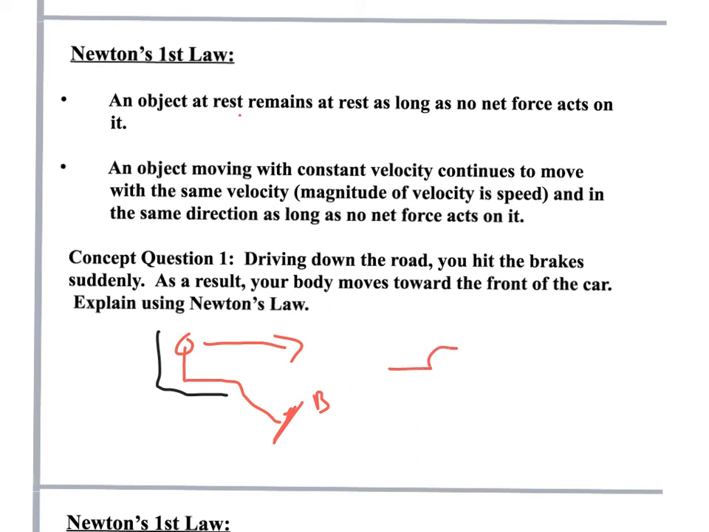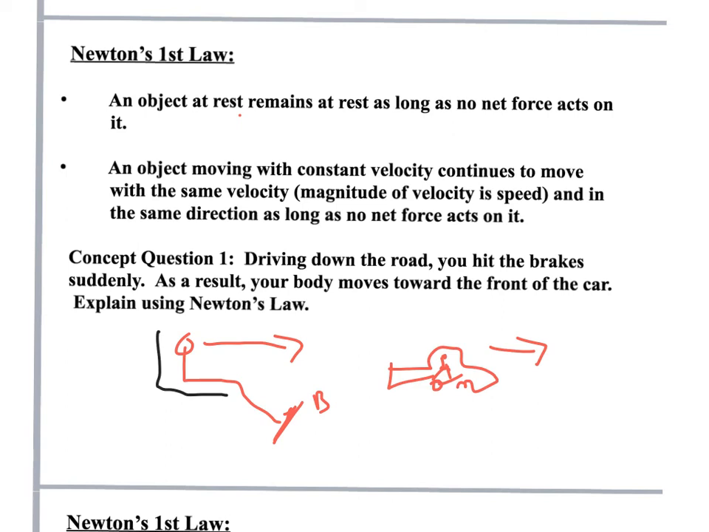your car is moving in this direction, and you're sitting in it. So you're inside the car, and so you're moving at the same velocity as the car. So even though you're at rest on the seat, you're moving at the same velocity as the car. So when the brakes get slammed on, the car stops, but you don't, unless you're buckled in.